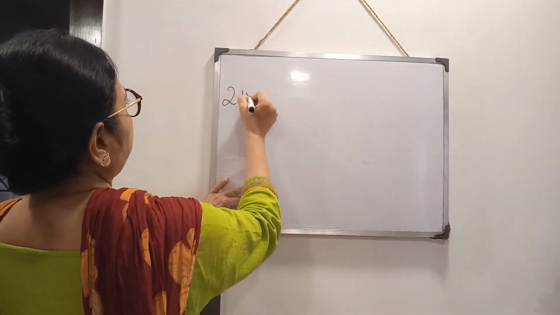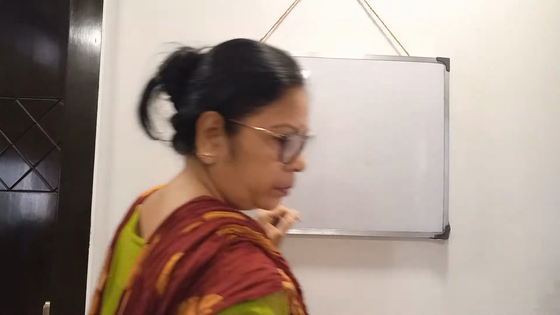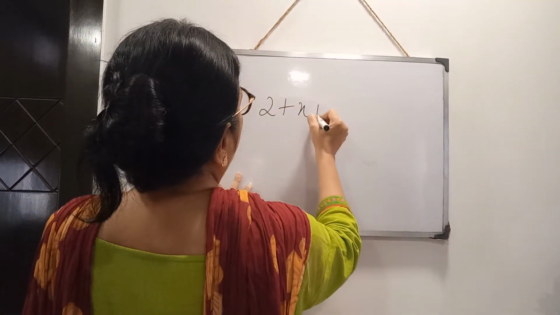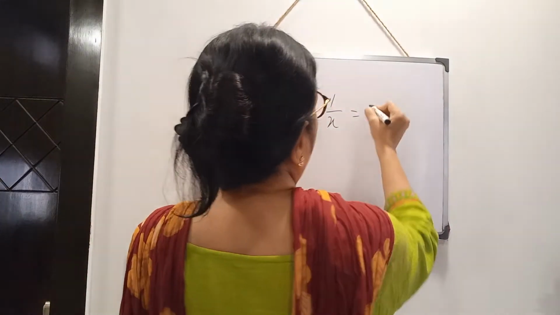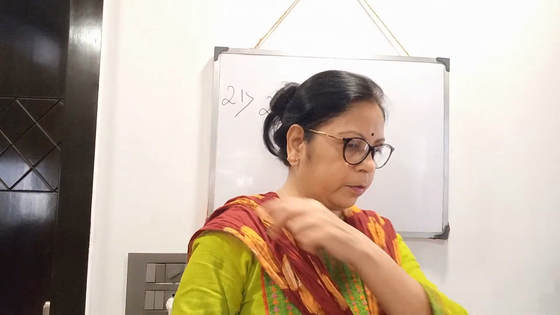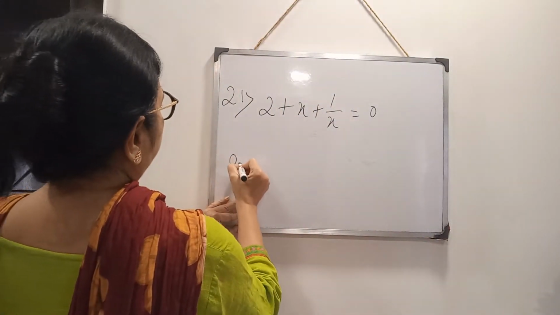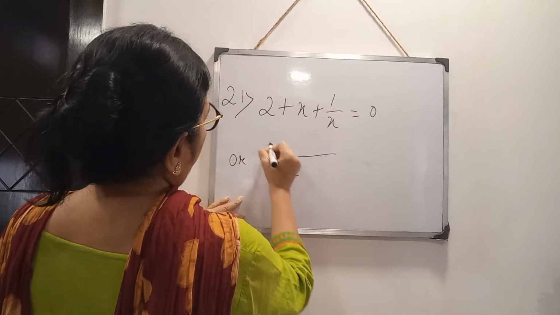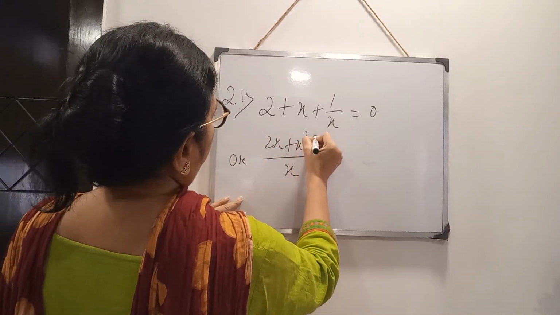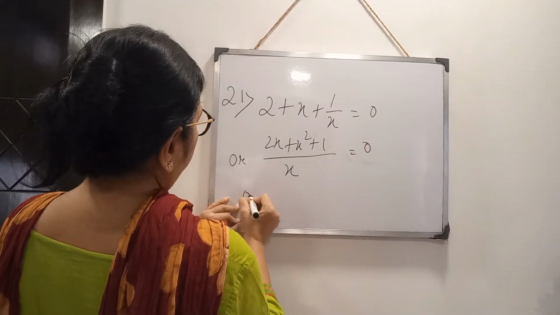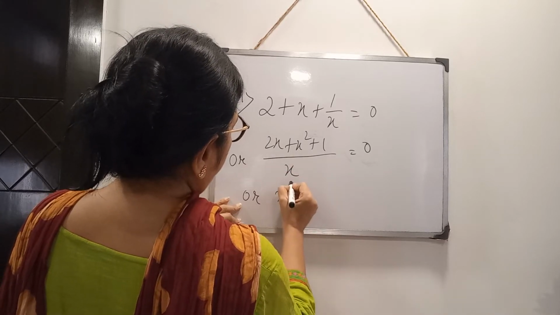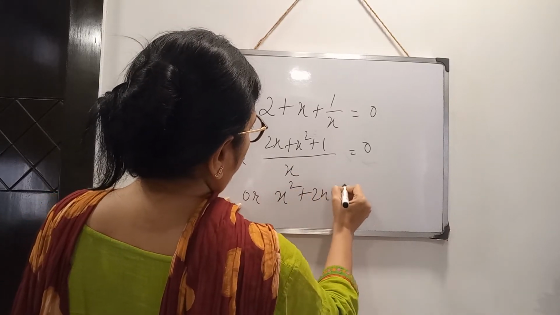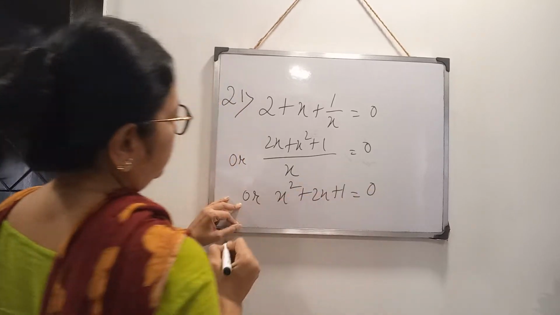Then 21. 2 plus x plus 1 by x equals 0 is given. Then find the value of x to the power 13 plus 1 by x to the power 13. So what is given? From there you start, take the LCM. So 2x plus x square plus 1 equals 0. Cross multiply, and I am arranging according to the decreasing power. First I am writing x square plus 2x, then plus 1.